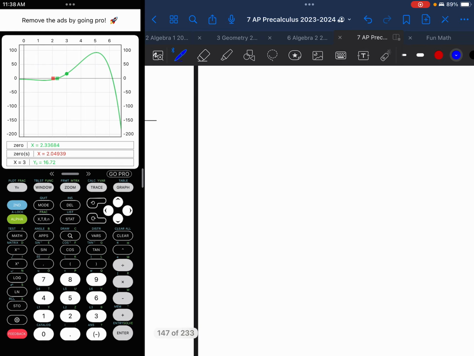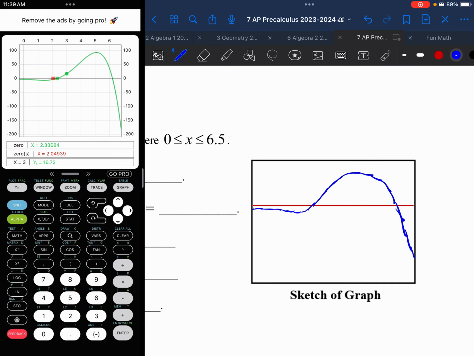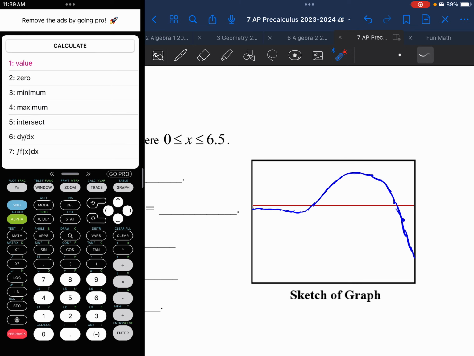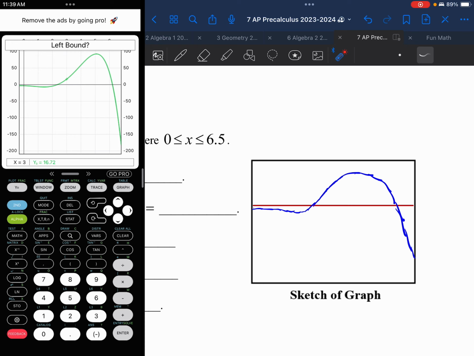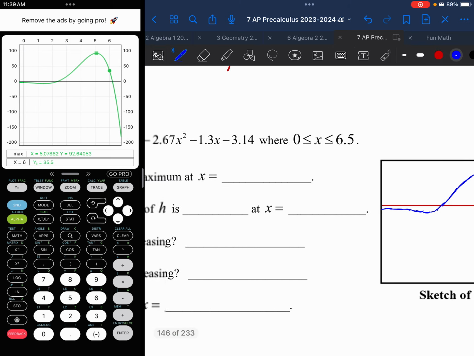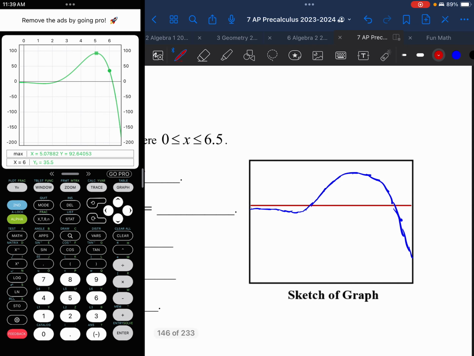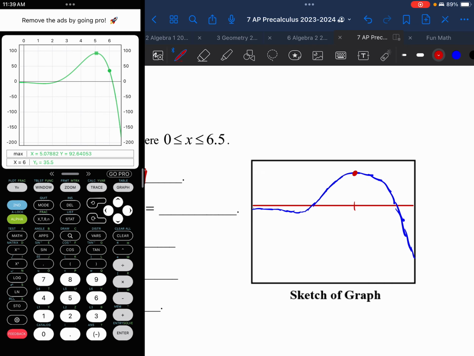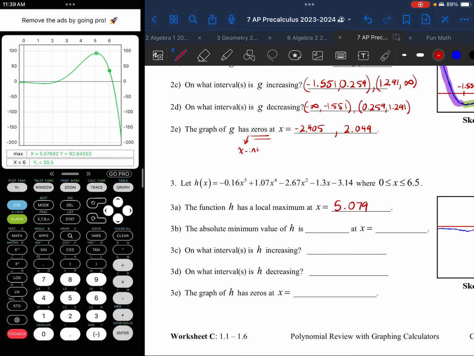Okay, and now I'm trying to find a local maximum. So the local maximum clearly happens right here. So we're going to try and find that spot, and I'm going to do a second trace, and then max is going to be 4. And my bound is going to be between 4 and 6. I'm going to make it a super large window. And it says that the maximum happens at the x-coordinate 5.079, and I'll label it on here as well. So this maximum right here happens at 5.079.